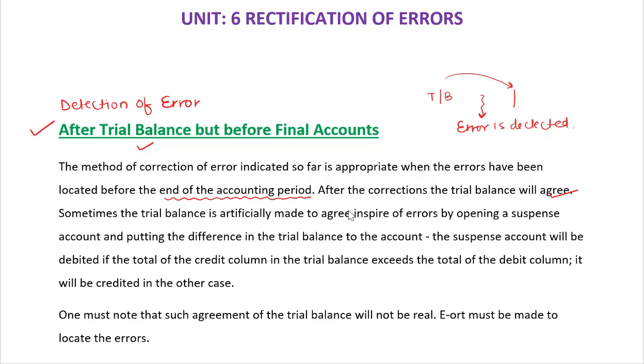So sometimes the trial balance is artificially made to agree in spite of errors by opening what? Opening suspense account and putting the difference in the trial balance. The suspense account will be debited if the total of the credit column in the trial balance exceeds the total of the debit column. It will be credited in the other case.